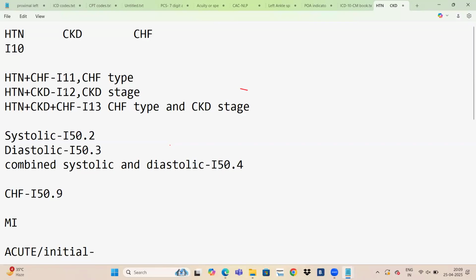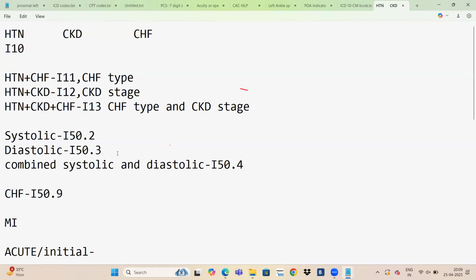Remember, while you are coding hypertension, you need to cross check whether they documented chronic kidney disease or heart failure. If there is no chronic kidney disease, no heart failure, no problem. You can code unspecified hypertension. In the heart failure types, systolic, diastolic, and combined systolic and diastolic, if they mentioned unspecified, you need to code I50.9.